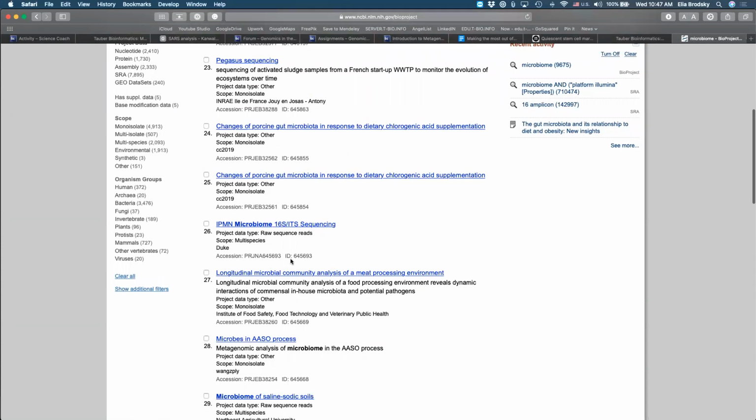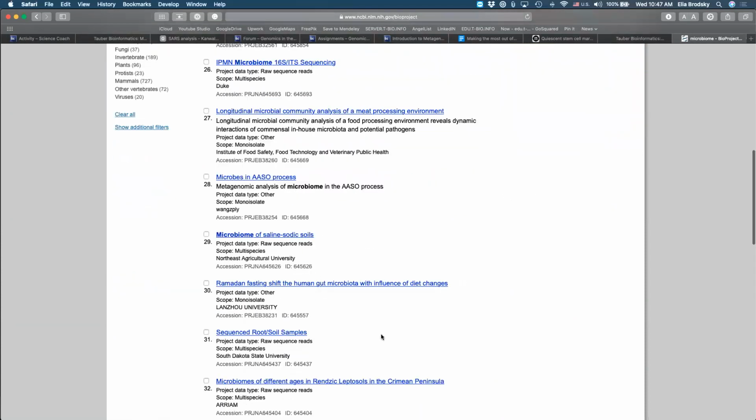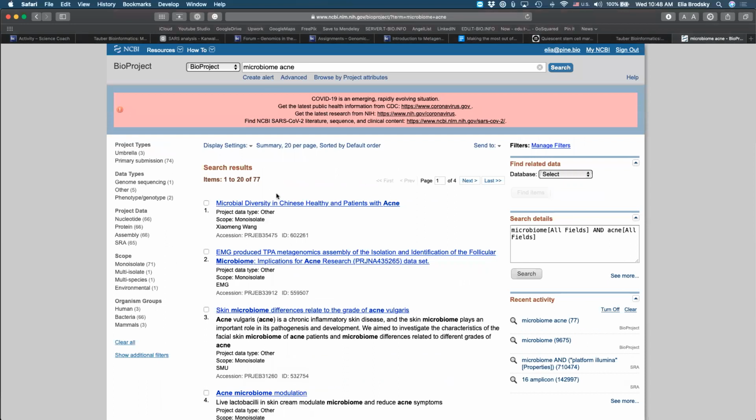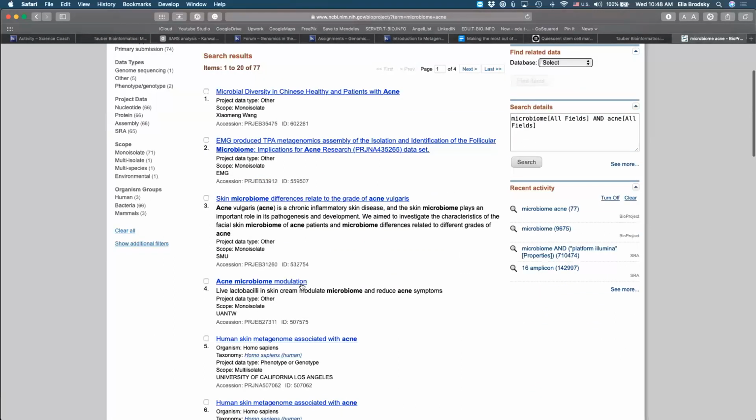Meat processing environment, soils. Okay, so maybe I want to look at, let's say, acne. Okay, Chinese healthy and patients with acne, microbial diversity. Or skin microbiome differences relate to the grade of acne vulgaris, or acne microbiome modulation, how skin cream can modulate microbiome and reduce acne symptoms, right?